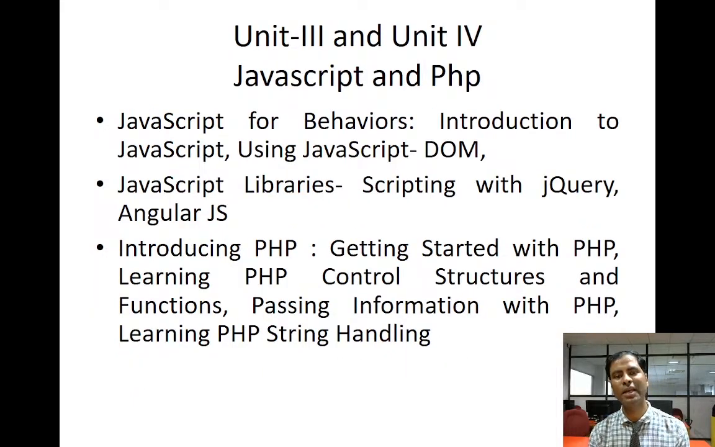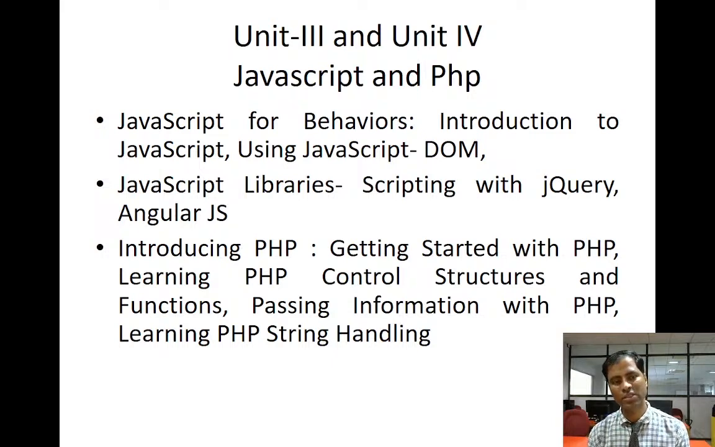So coming on to unit 3 and unit 4. Unit 3 is on JavaScript. That is, to create a dynamic web page, HTML always requires JavaScript. JavaScript is a scripting language wherein it doesn't require a compilation. What it requires is only interpretation, and interpretation is available nowadays on all the machines. So JavaScript code can be interpreted anywhere. It includes fundamentals of JavaScript, then the document object model, the libraries supported in JavaScript, scripting with jQuery, AngularJS.